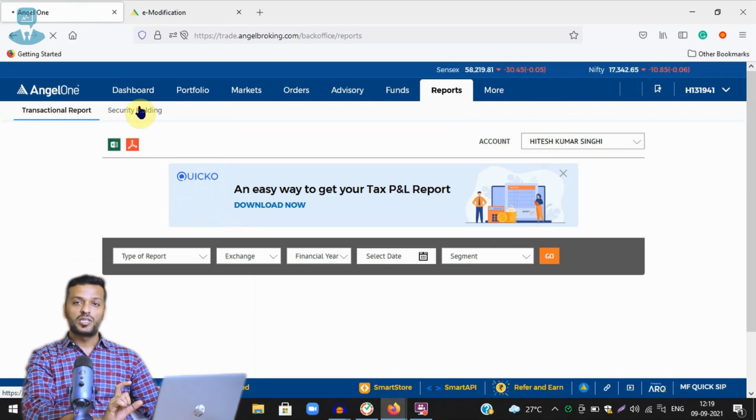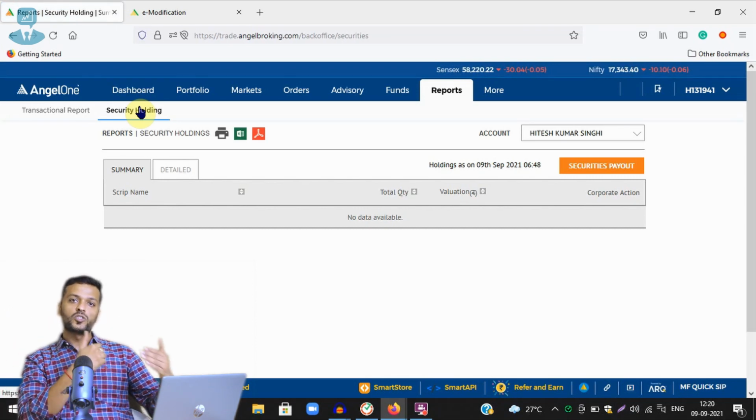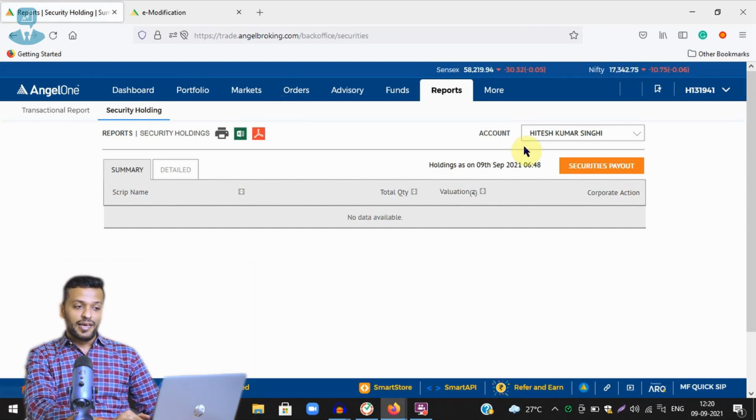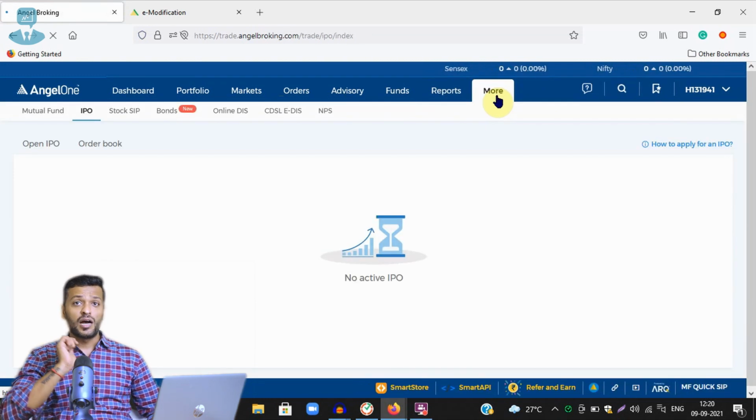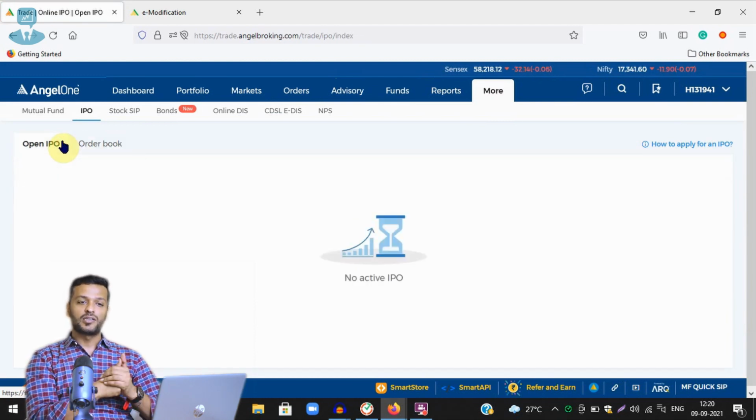And you also have security holding data. Basically, if you're holding a certain share over a period of time, each and every data can also be filtered out using the reports. And the more tab is an interesting one. You can apply for an IPO through this portal, and it shows you what your open IPO is, what your order book on it is, and you can filter it accordingly.